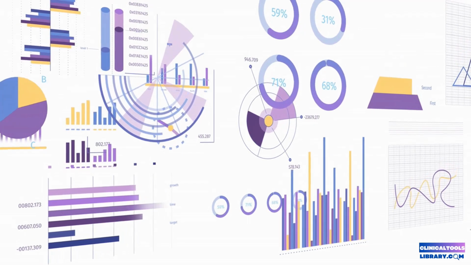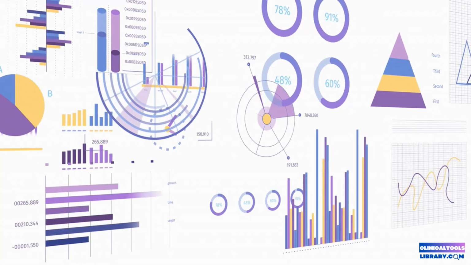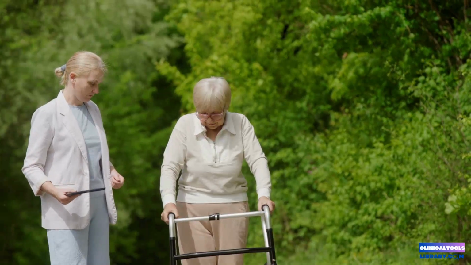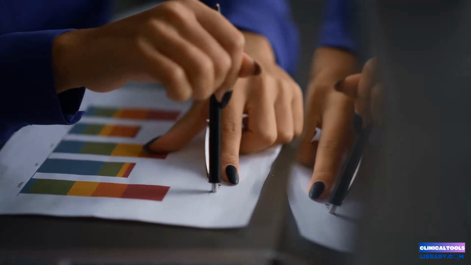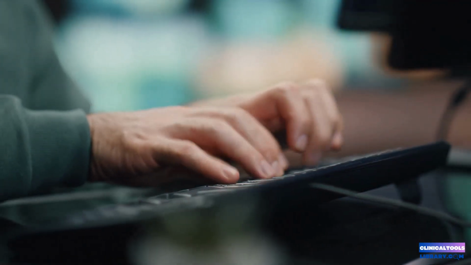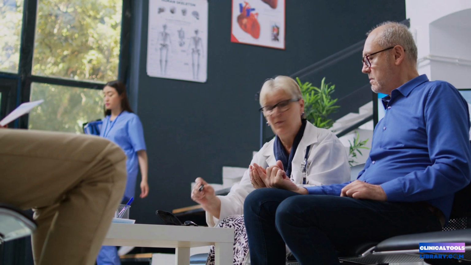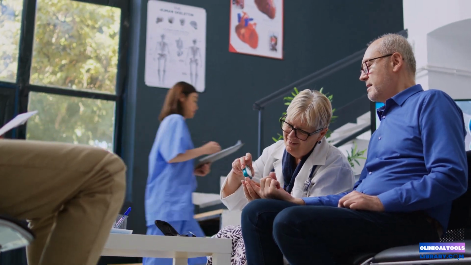The Berg Balance Scale demonstrates a sensitivity ranging from 85% to 95% in identifying individuals at risk of falls. Its specificity varies between 75% and 85% in distinguishing those not at risk. Sensitivity refers to the ability of the test to correctly identify patients who have a balance impairment or are at risk of falling. For instance, a sensitivity of 90% means that 90 out of 100 individuals who truly have a balance deficit will be correctly identified by the Berg Balance Scale.